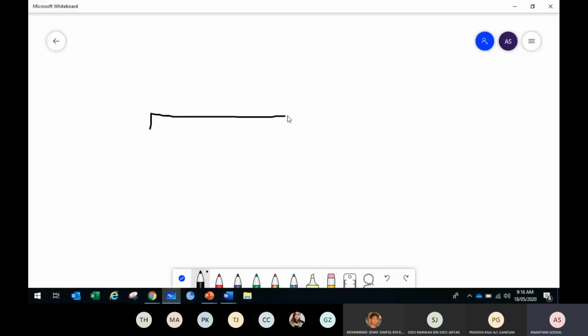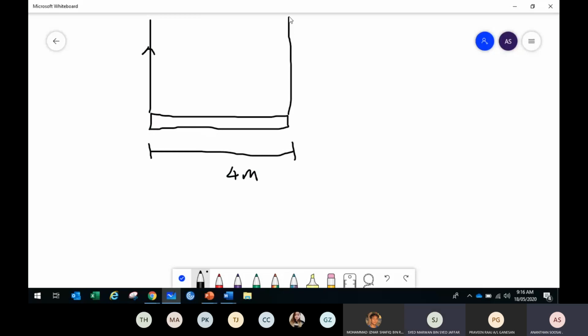There is a platform, about 4 meters in length. There are 2 cables tied to the wall, going upwards. A painter wants to paint the wall of a building. He stands 1 meter away from the left corner, and his weight is 800 Newton.